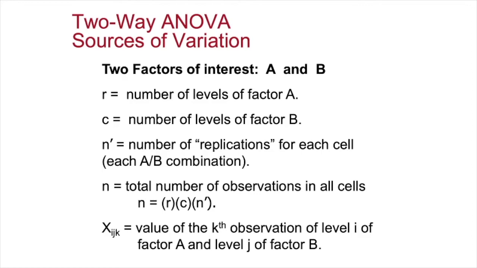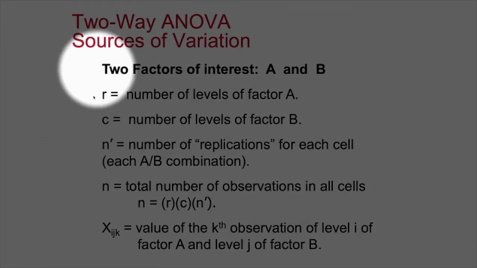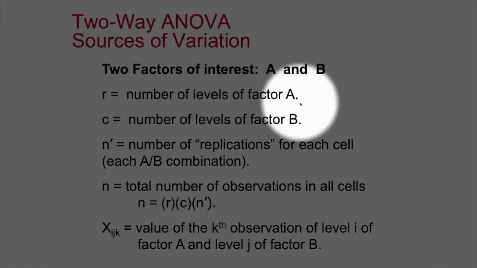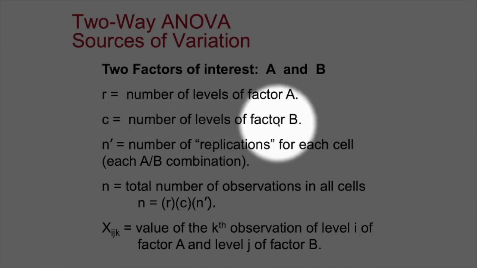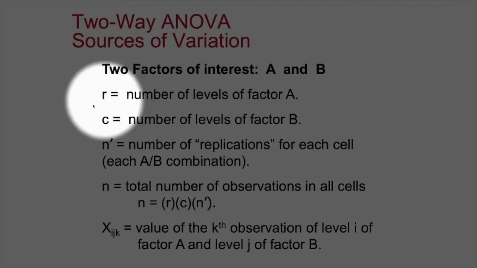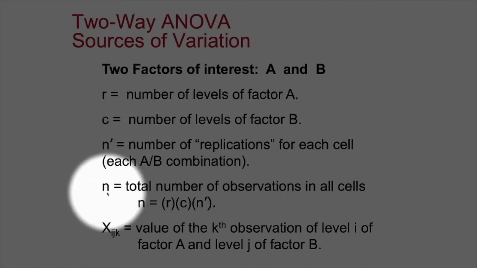So we have 2 factors of interest, A and B. Let us call R the number of levels of factor A, C the number of levels of factor B. Remember, before we just had C as the number of groups, now we have R and C. And so, of course, the number of groups, the number of cells, is going to be R times C. Now let us call N the number of observations. So that is still the same as before. It's the entire number of observations you have in your samples.